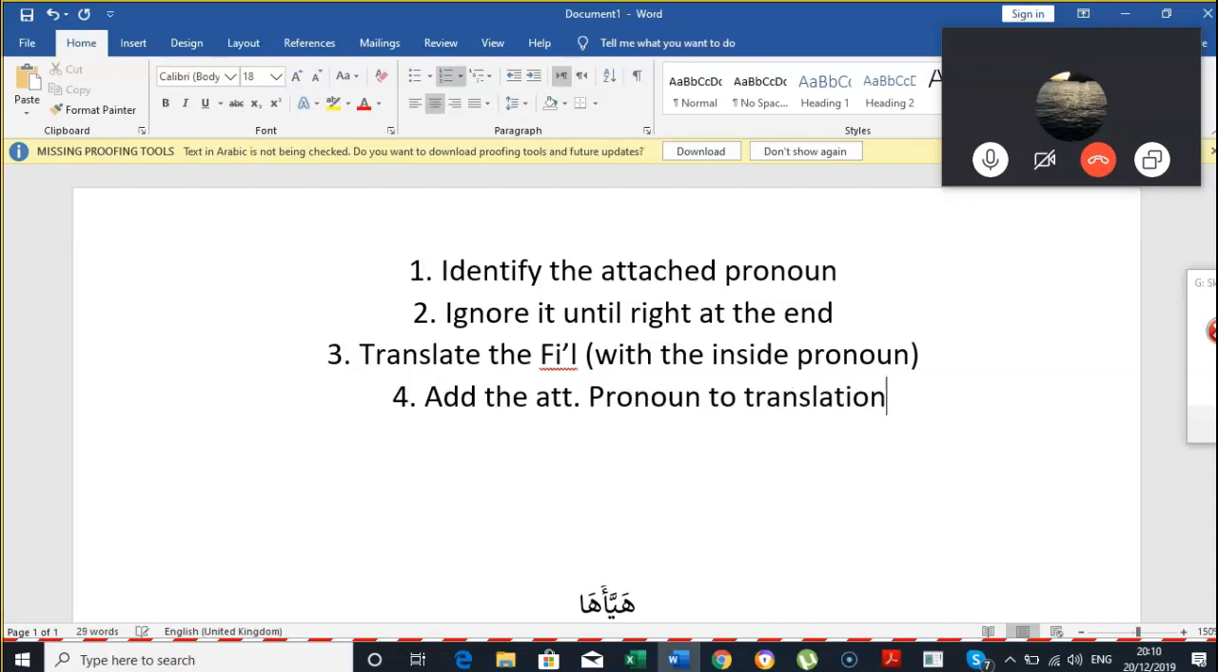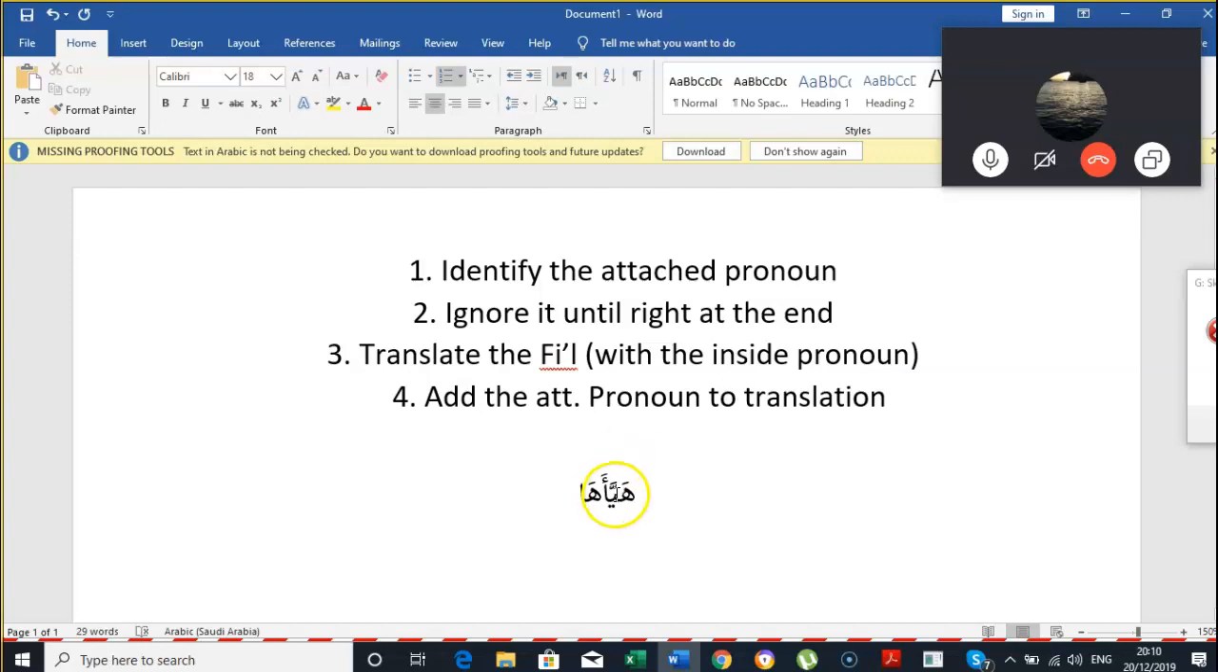If you look at the fi'l itself, not the attached pronoun, it can't be a converter. A fi'l has nothing to do with a jar. So you won't see a harf of jar before a fi'l. If you do, then it'll be something hidden, but we're not going to look at that at the moment. That wouldn't happen. So harf jar, harf nasab, that's only an ism thing because there is no rafa, nasab, jar in fi'ls. Remember, state, number, gender, that's all about isms.